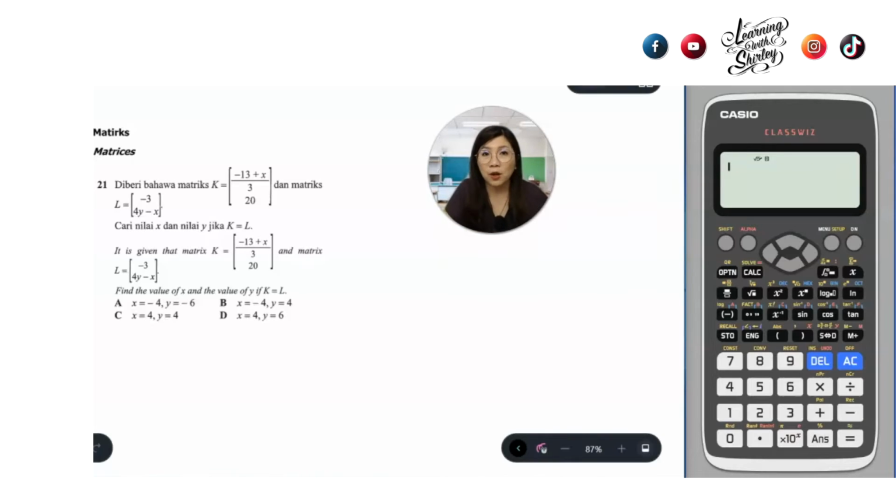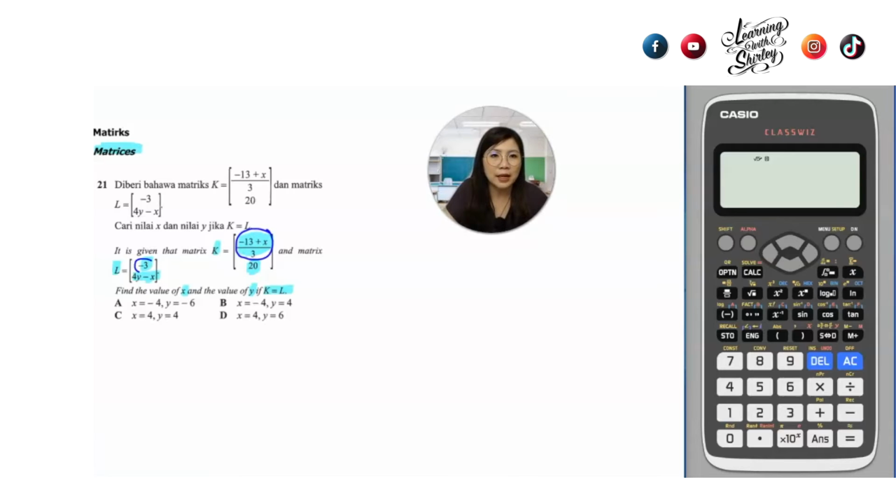So this question is on matrices. Okay, let's read the question. It is given that matrix K is, so this is the first element, this is second element, and matrix L is, this is first element and this is second element. Find the value of x and the value of y if K is equals to L. So I'm going to compare the elements. So this is the first element, this is the first element. So I'm going to compare, put them together.